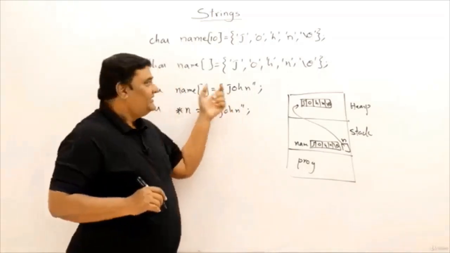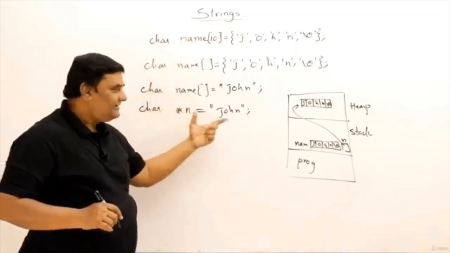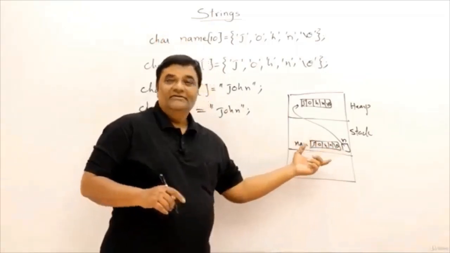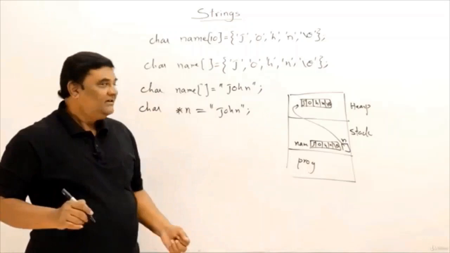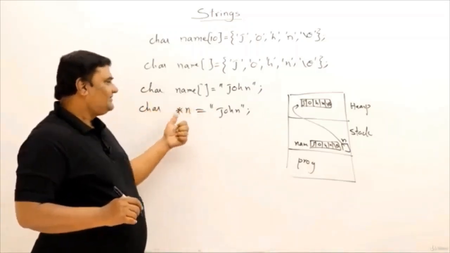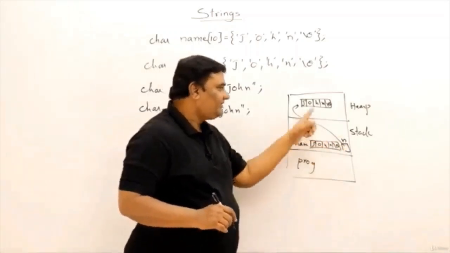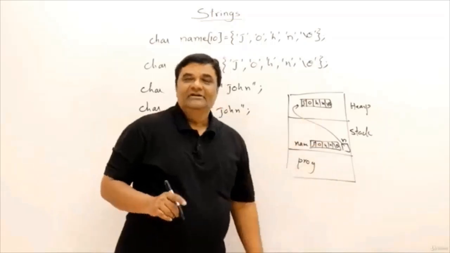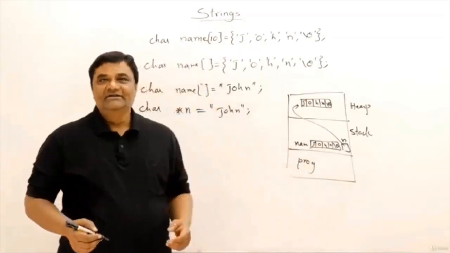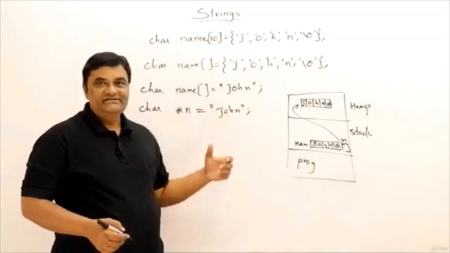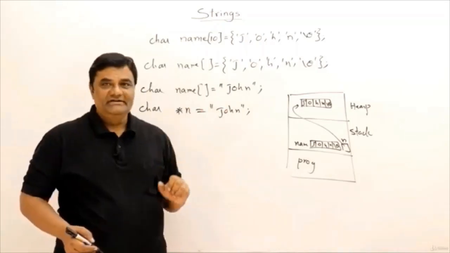So n is a character pointer pointing to this string. So this is the difference. These are all created inside the stack, which is directly accessible to a program. This is created in heap, so this is indirectly accessible using a pointer. So the compiler will automatically create this string inside heap and the pointer will point there.